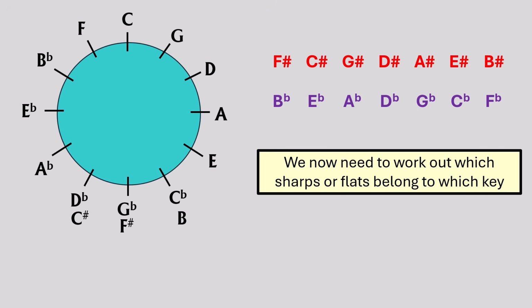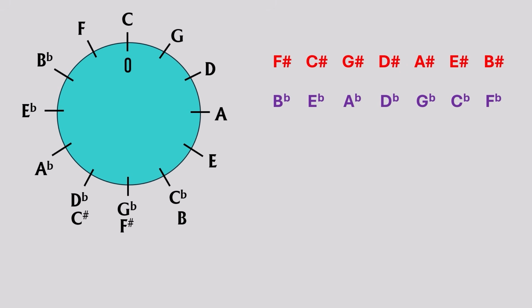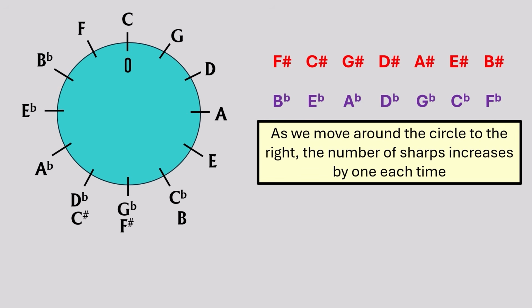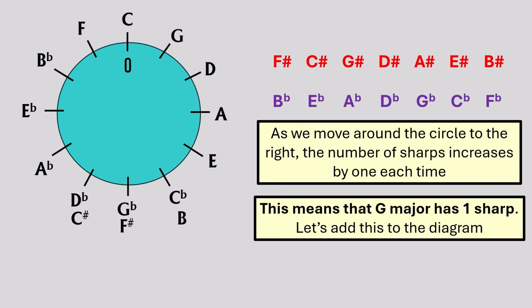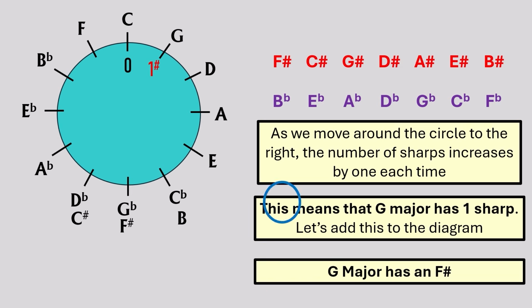We now need to work out which sharps or flats belong to which key. C major has no sharps and flats. Let's start with that key. As we move around the circle to the right, the number of sharps increases by 1 each time. This means that G major has 1 sharp. Let's add this to the diagram. G major has an F sharp.